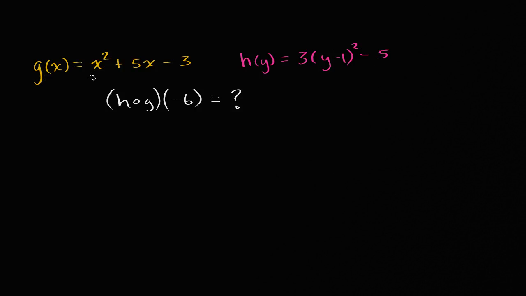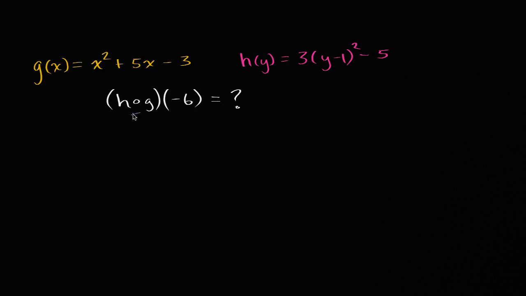So we're told that g of x is equal to x squared plus 5x minus 3, and h of y is equal to 3 times y minus 1 squared minus 5. And then we're asked, what is h of g of negative 6? And the way it's written might look a little strange to you.